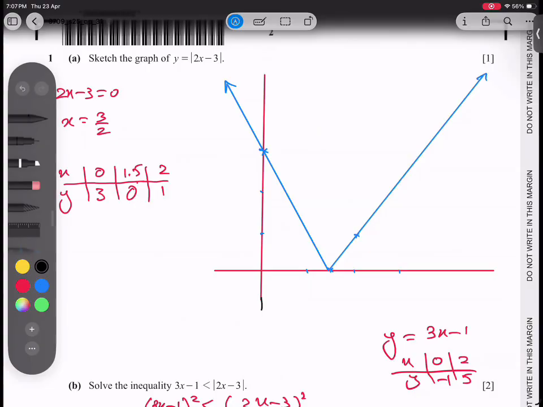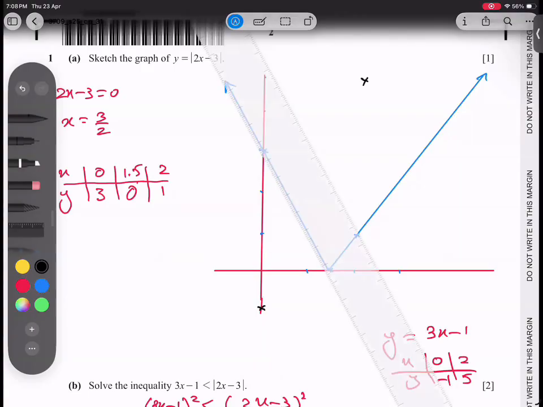x 0, minus 1 is where? Hold on. x 0, minus 1 is here. Okay, x 0, y minus 1. Okay, so 2, 5. Where's the 2, 5? 2 and 5 somewhere here? So we got 2, 3, 4 and 5.